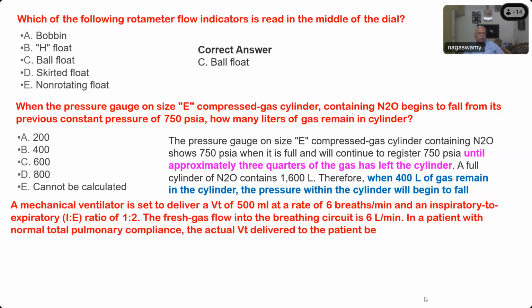A mechanical ventilator is said to deliver a tidal volume of 500 ml at the rate of 6 breaths per minute and an inspiratory to expiratory ratio of 1:2. The fresh gas flow into the breathing circuit is 6 liters per minute. In a patient with normal total pulmonary compliance, the actual tidal volume delivered will be the following: 600 ml, 700 ml, 800 ml, 900 ml, 1000 ml.